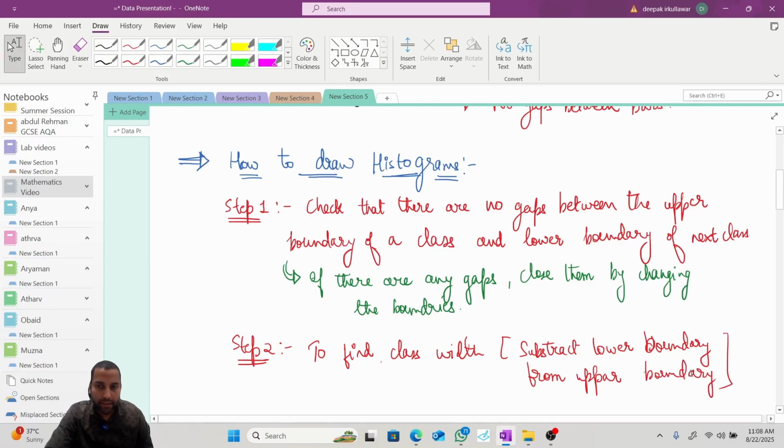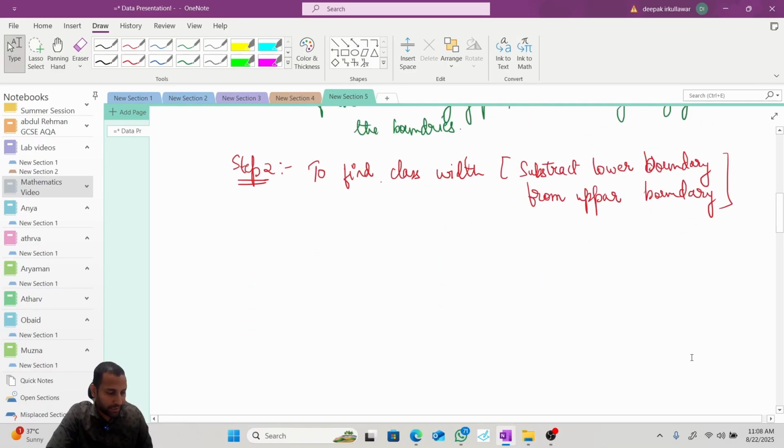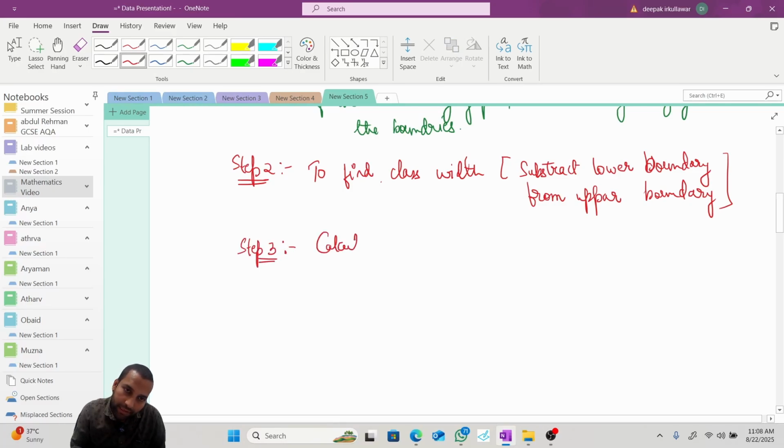Okay. Now, step 3 says to calculate the frequency density of each group. So, I will write step 3 as calculation of frequency density, and frequency density is nothing but it is given by a formula.